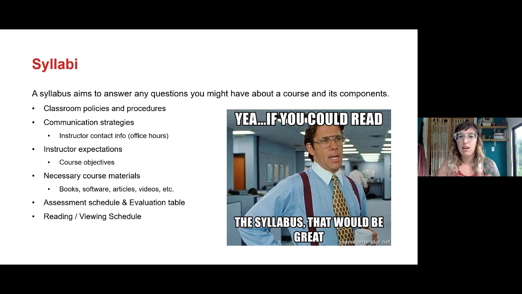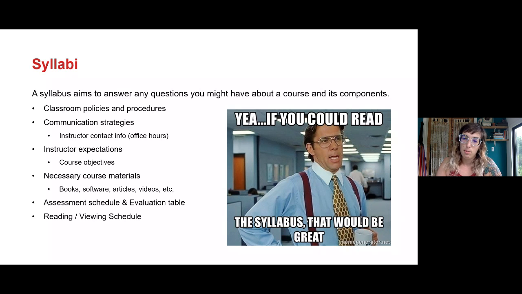Things that you're going to find in there are classroom policies and procedures, and communication strategies. So if they're not just using Teams, if they have other communication strategies, that information should be in there, as well as how to contact them and how to schedule office hours. Any expectations they have, so your overall course objectives, should be in there. Necessary course material, the books you need to buy, software you might need to purchase or install, articles you may need access to for readings, videos, all that kind of stuff should be in there, as well as your assessment schedule and the evaluation table.